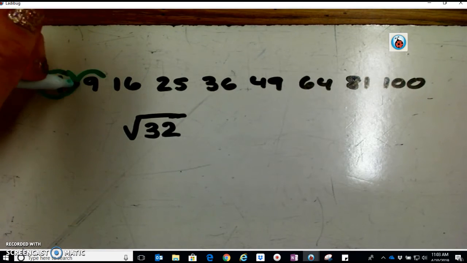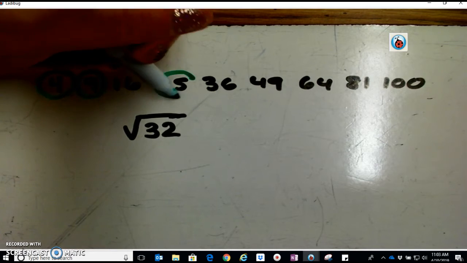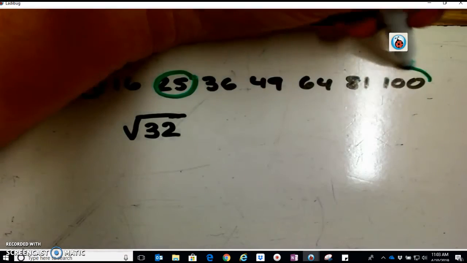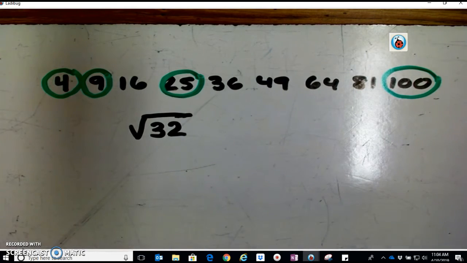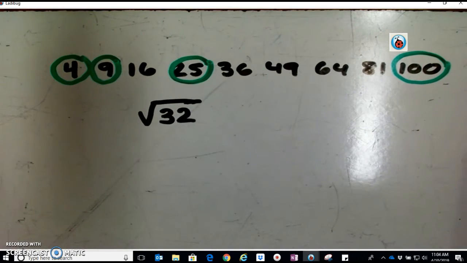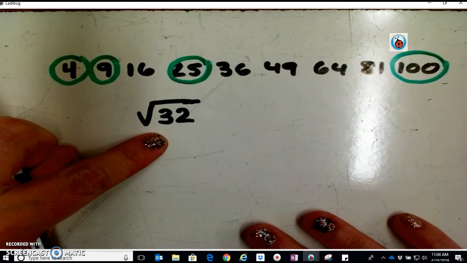I would say the best ones to always ask yourself and really just know: does 4 go into it? Does 9? 25 is a nice, easy one to recognize. And what about 100? Those are like the main ones. If you're not sure where to start, you can always fall back on that prime factorization method.